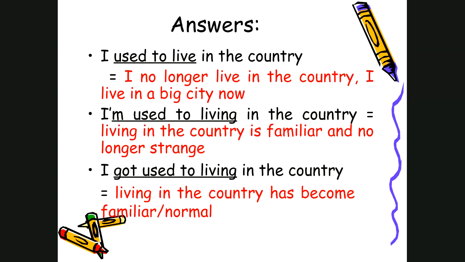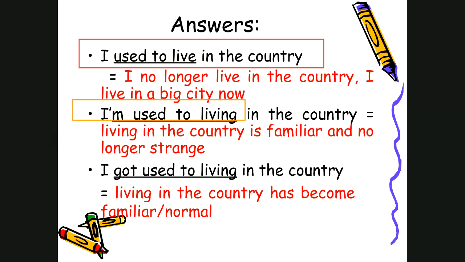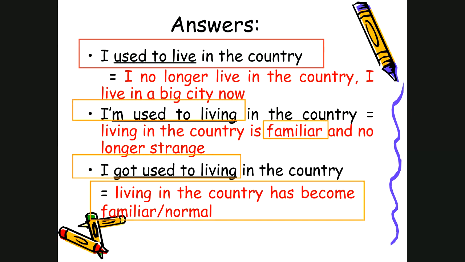Let's observe. In the first one, that's what I already said to you, I used to live in the country. It was talking about the past. I no longer live in the country. I live in a big city now. The other one, which is different, I am used to living in the country, is a familiar situation to you. So it is something that you commonly live in this moment. And the other one, I got used to living in the country, is something in the process of becoming normal to you. And that's very different.